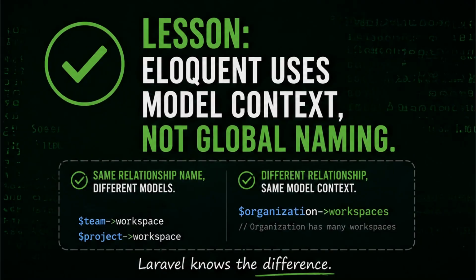So Laravel was never actually confused. I was the one confused. So relationships are scoped to the model and they are namespaced on it. Laravel can easily distinguish between the relationship of team workspace and project workspace. So framework conventions exist to reduce cognitive load. When we fight conventions without a strong reason, we often create more complexity than we remove.